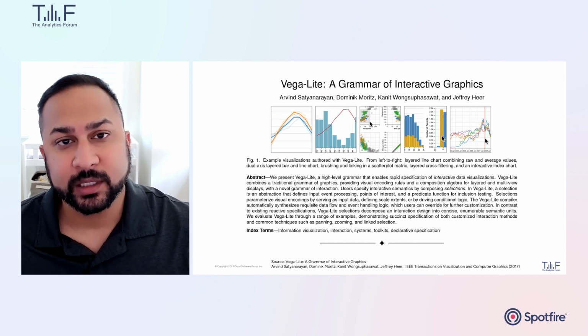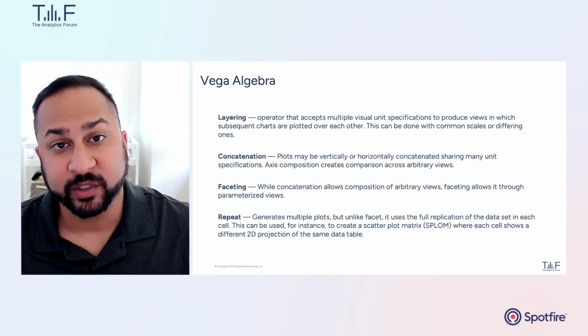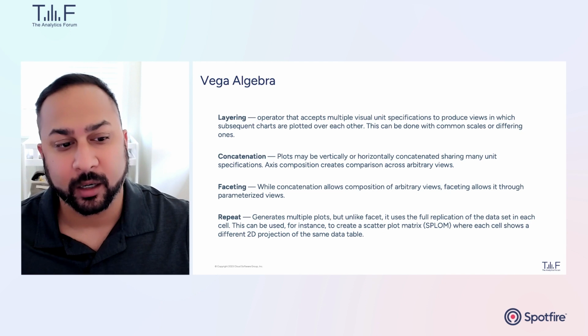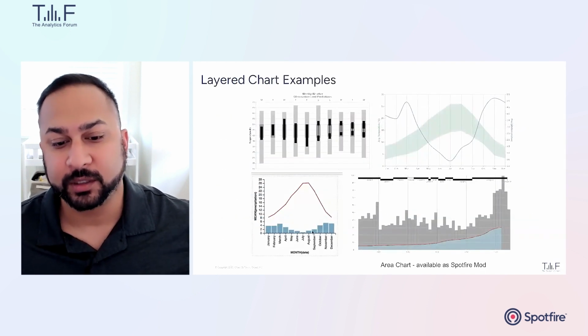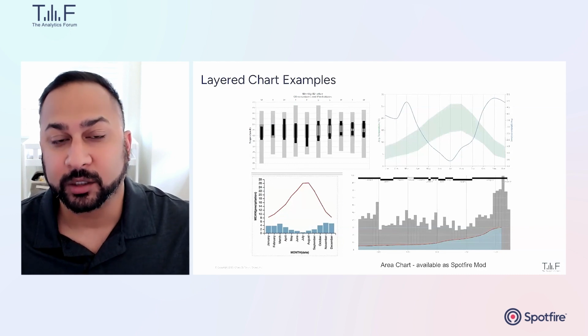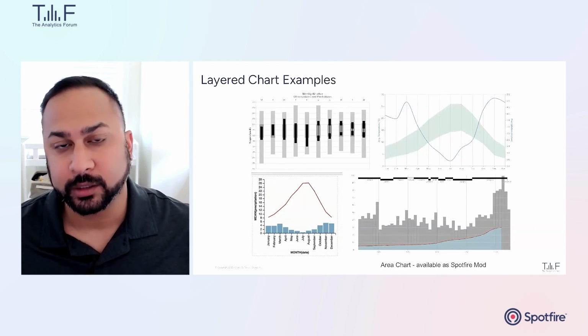So in the next slide, we see that there is layering, concatenation, faceting, and repeating, and that is how a Vega visualization is constructed. An example of layering on the next slide is these layered chart examples. On the bottom left, you see a bar chart and a line chart layered on top of each other. And that creates something similar to the combination chart you see in Spotfire.